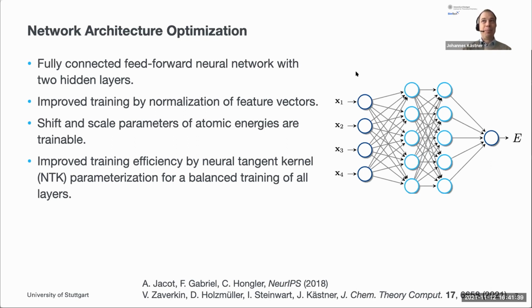And then a significant improvement in the quality of the training as well as the training speed was achieved by using neural tangent kernel parameterization, NTK parameterization, which leads to a balanced training of all layers and of all nodes within the layers.